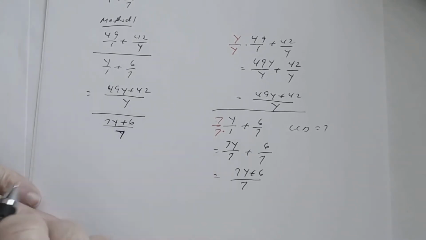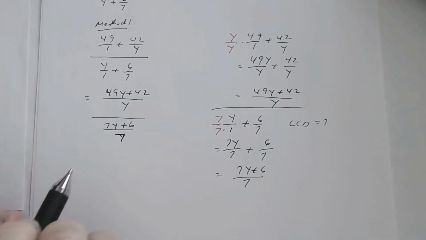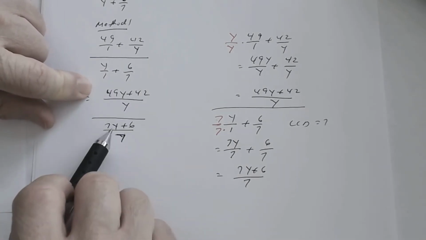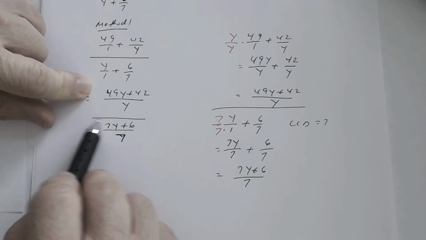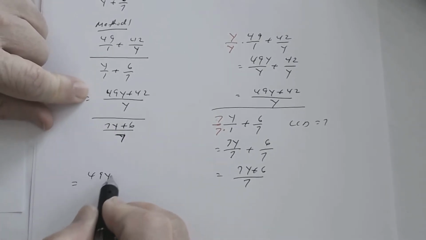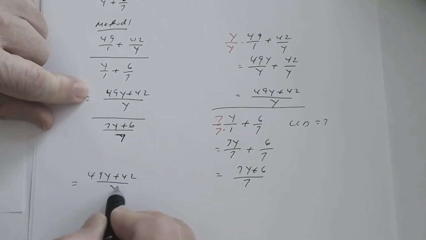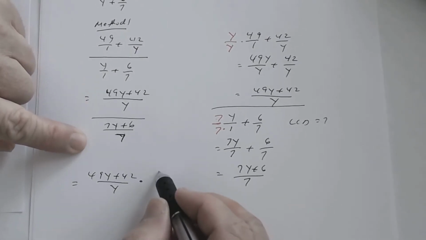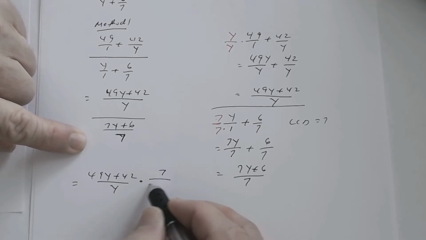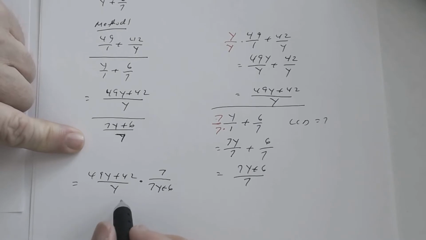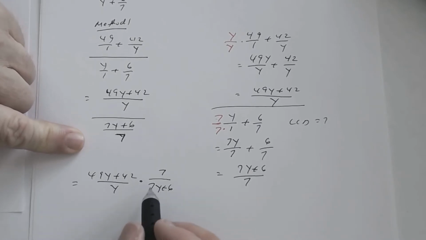Okay? All right, now, at that point, remember what we did. So notice you have one fraction divided by one fraction. And so now you're going to change the division to multiplication. So this becomes 49y plus 42 divided by y times the reciprocal of the denominator. So that's 7 divided by 7y plus 6. And now that brings us back to what we did when we multiplied rational expressions.